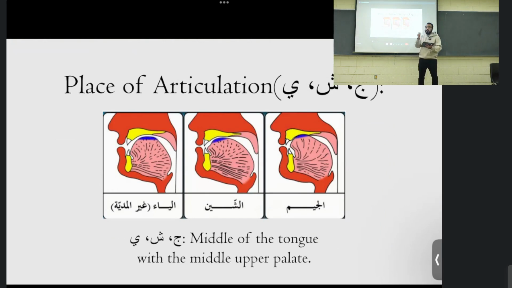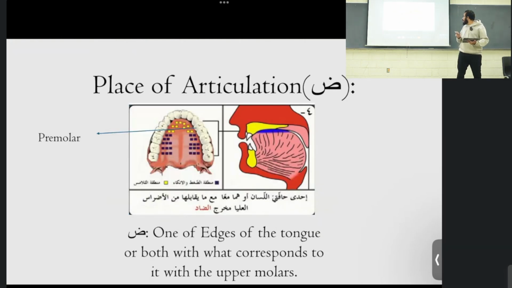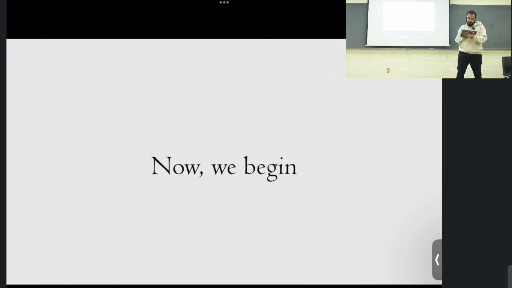We talked about which one comes first. Right? We said that ya is the most back, sheen is in the middle, and jim is the closest to the mouth. Okay? Then we talked about dad for a really good amount of time. And we said, see the premolars right there? Right? The premolars right there. From the premolar, after, you press. Before the premolar, you touch. Right? So that's the premolar right there. Okay? And now we begin.